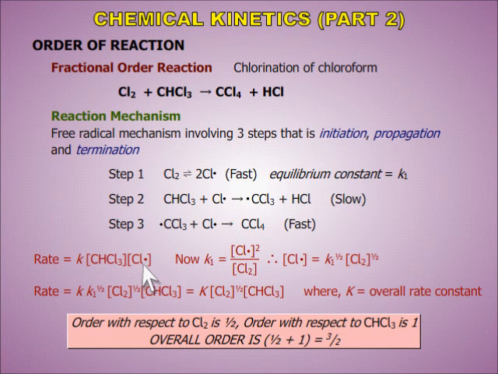So this has to be eliminated from the rate expression. We get its value from the first step, which is reversible. Replacing this value in the rate expression, we get this rate expression which contains the concentration of reactants of the overall reaction. Order with respect to chloroform is 1 and order with respect to chlorine is half. Overall order is 3 by 2.